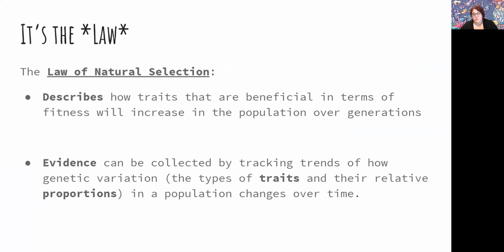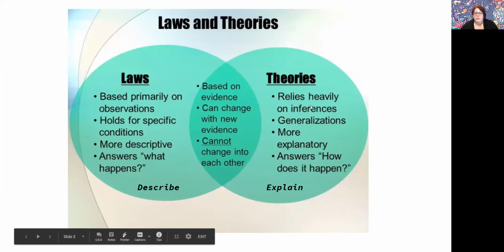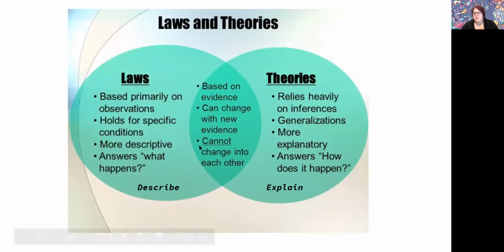And we can gain evidence for this law, which is what makes it a law instead of a hypothesis, by tracking trends of how these genetic variations change in proportion over time. Just to reiterate the difference between laws and theories: laws describe, and theories, like the theory of evolution, explain. You can see in the middle, this is very important: they're both based on a significant amount of evidence and they cannot change into each other. A theory that gains a lot more evidence will never become a law, and a law would never become a theory. They're equally valid, they just do different things for us.